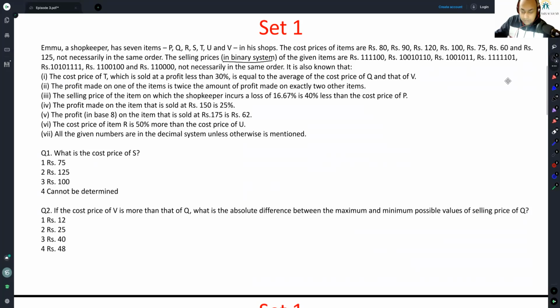So 111100. I hope you know how to convert a number from binary to decimal. 1111, 4 ones, is equivalent to 15, followed by 2 zeros, which is as good as multiplied by 4. So this should be 60.